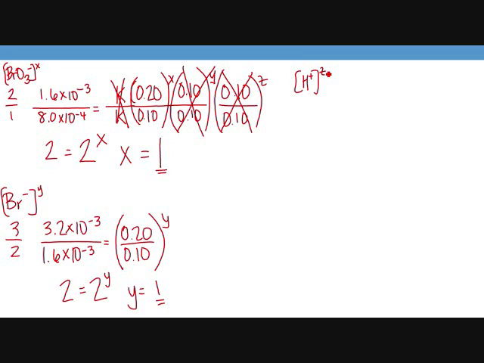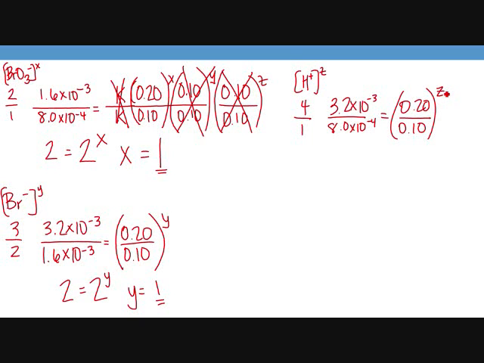which I called z, we are doing, I'm going to put 4 over 1 because 4 is bigger. So we have 3.2 times 10 to the negative 3 over 8.0 times 10 to the negative 4 equals 0.2 over 0.1 raised to the z power. Okay, so simplifying the left, that is equal to 4. Simplifying the right, it's 2 to the z power. Z is equal to 2, because 2 squared equals 4.